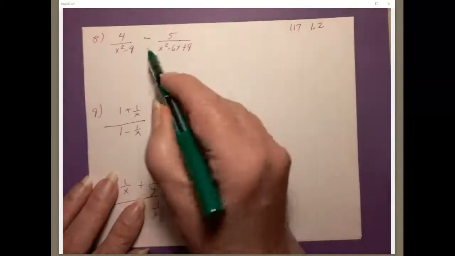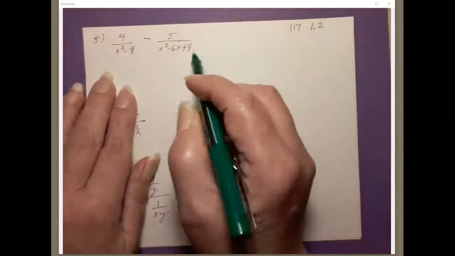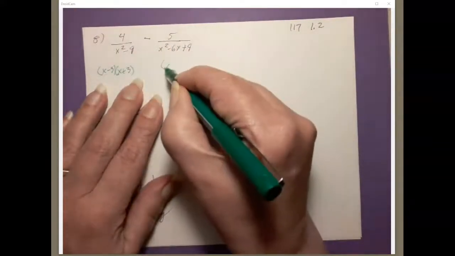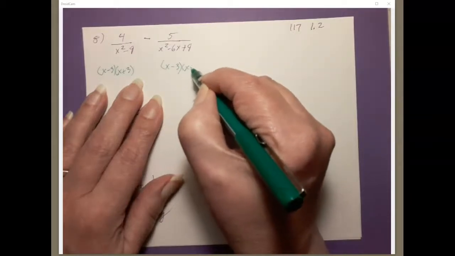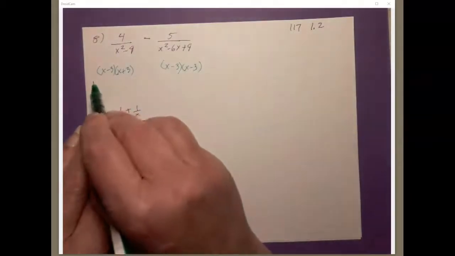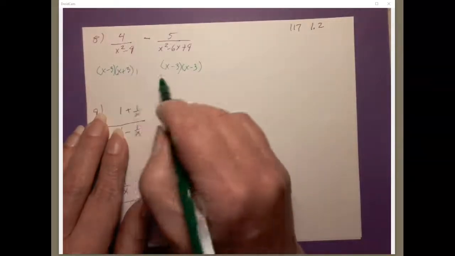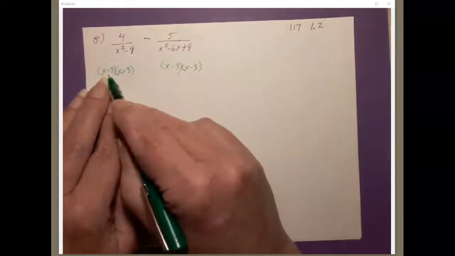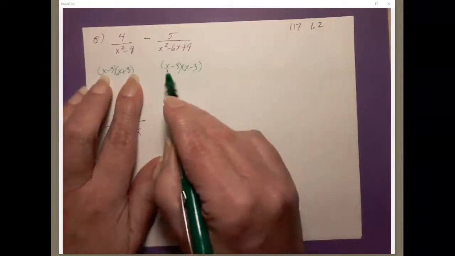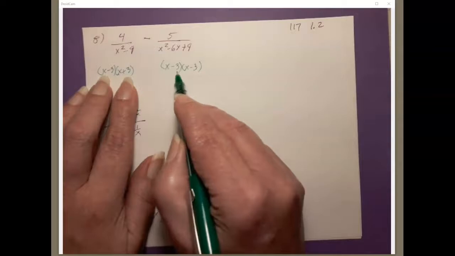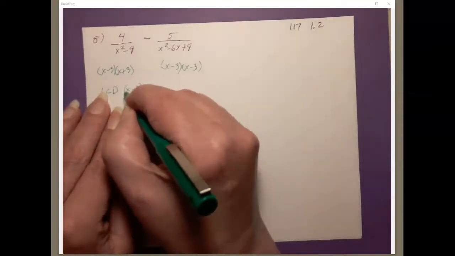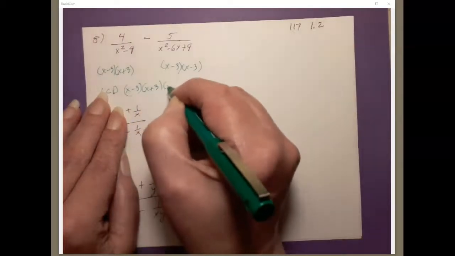For the next problem, I can see I'm having subtraction here, and they have different denominators. So let me factor them first. X minus 3, x plus 3. That's how that one factors. And this factors as x minus 3 times x minus 3. So the LCD is what, when I multiply out, I end up with the smallest amount of factors that will get me both of these. So that means I need an x minus 3 and x plus 3. And I only have one x minus 3, so that means I'll need to put another one in to get this. So my LCD should be x minus 3 times x plus 3 times x minus 3.